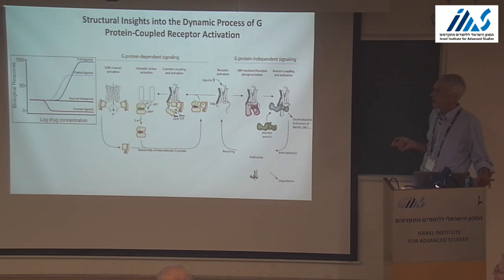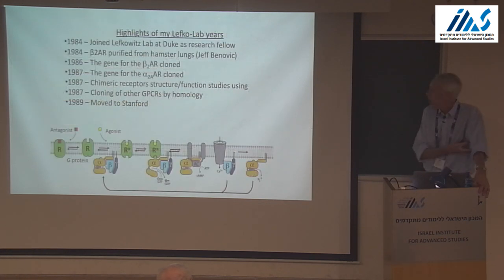Of note, if you want an agonist for a drug, typically partial agonists are better tolerated. So these are all considerations for the development of drugs. And since being in Bob's lab, I've been particularly interested in understanding the molecular basis for this incredible versatility. So I thought I'd start by giving you a few highlights of my Lefkowitz lab years, and then move on to work that I've done at Stanford.